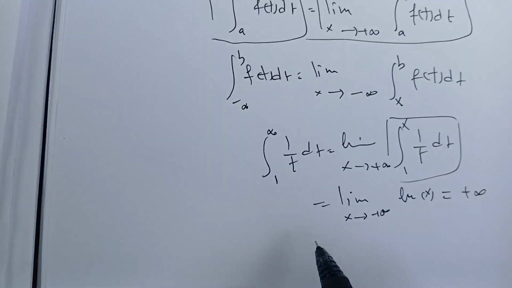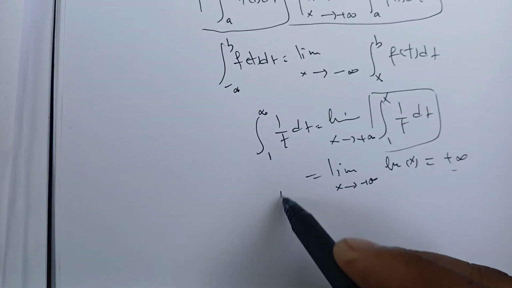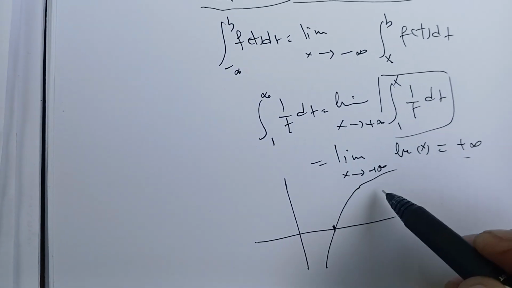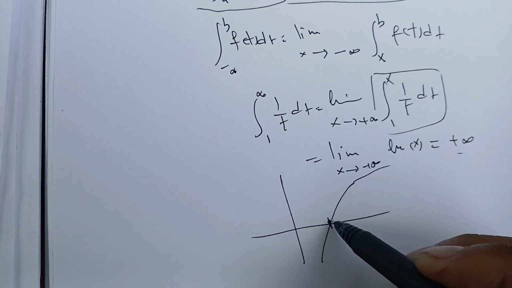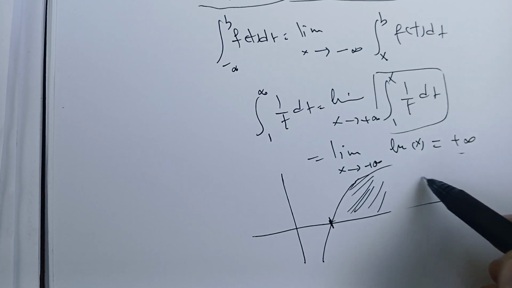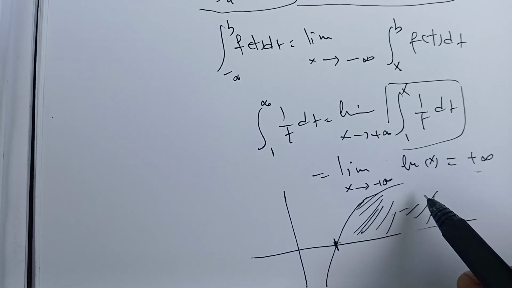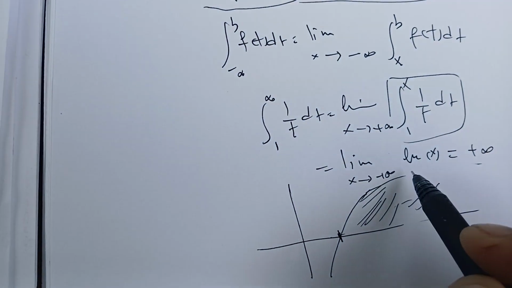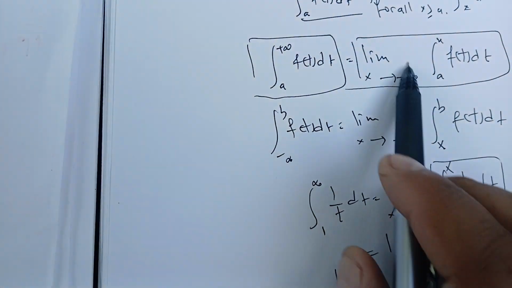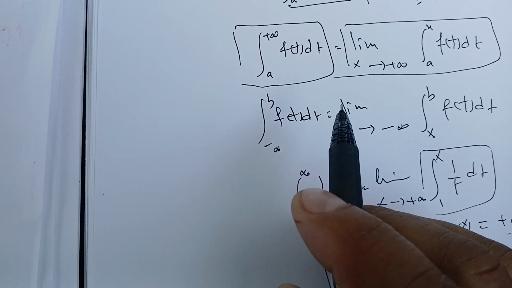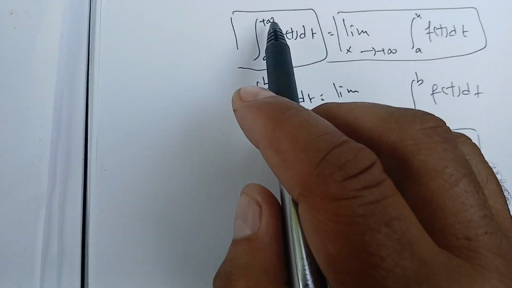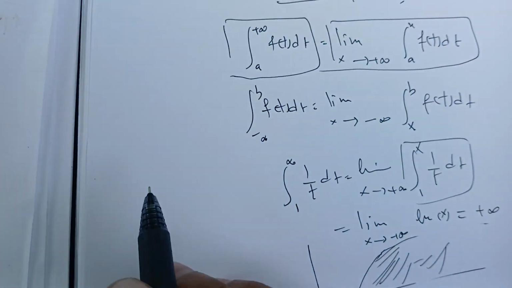So we can give some meaning to this one here. We know the natural log is always positive when x is bigger than 1. And here, the integral between 1 and plus infinity is this area, which is infinite. That's why we say this one is divergent. If this limit is finite, we call the integral convergent. If it's not, we call it divergent. This is the first kind of improper integral, because we have this infinity here.